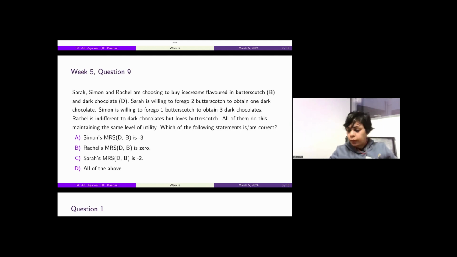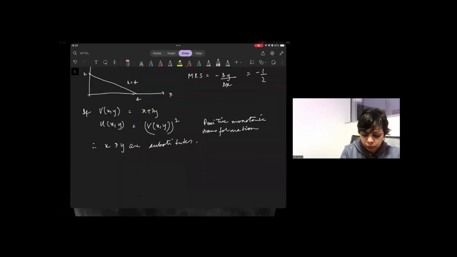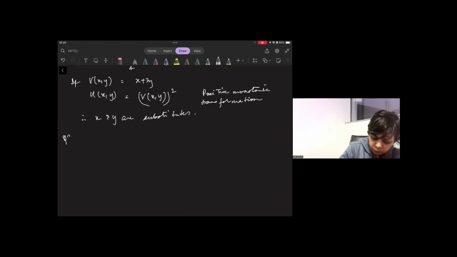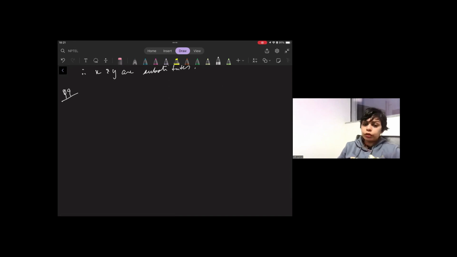Okay, let's solve it. The way we will solve it is basically the same thing we were just doing. Let's go to question 9. Now I will read it out because I can't have the question and the screen at the same time. But let's first understand how we will approach such questions. The main thing you will do is, if you are given 2 or 3 examples of preferences, you will draw the indifference curve for all of them.